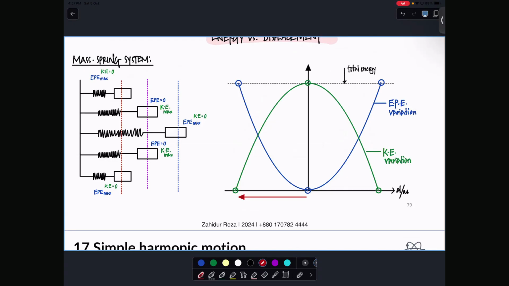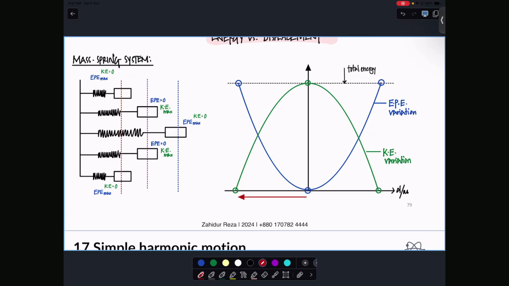I let go of it. What it'll do is it'll move like that, and it'll lose all the EP, and all the EP will be converted to what here? K. So when it crosses the center, what is my EP? Because there's no extension, 0. But where did all the EP go? It got converted to KE. So the maximum K is here.